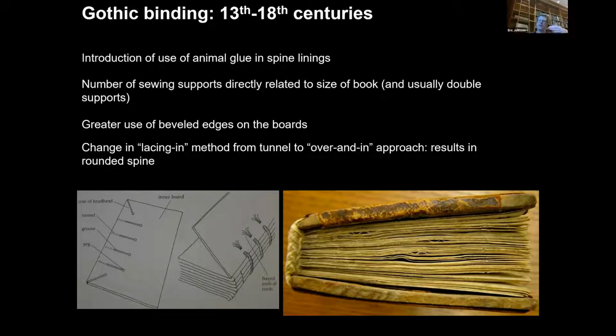So this is another one of those telltale signs in manuscripts that you can quickly glance at a manuscript and get a sense of when it may have been bound, or what style it was bound in, based on the shape of the spine.